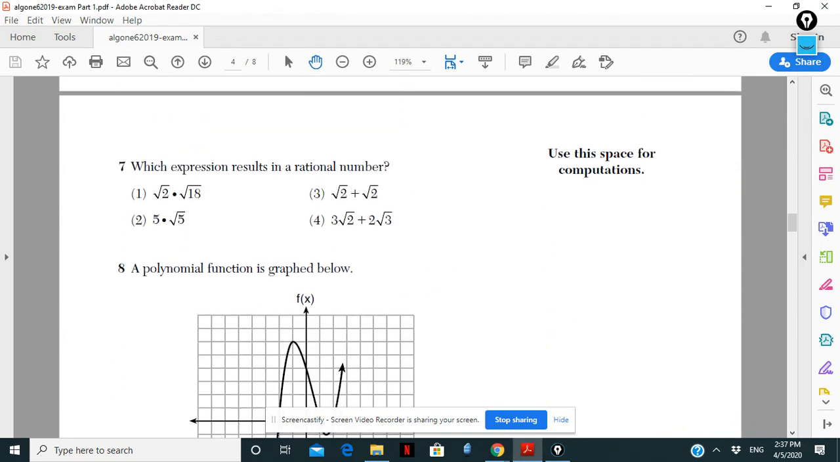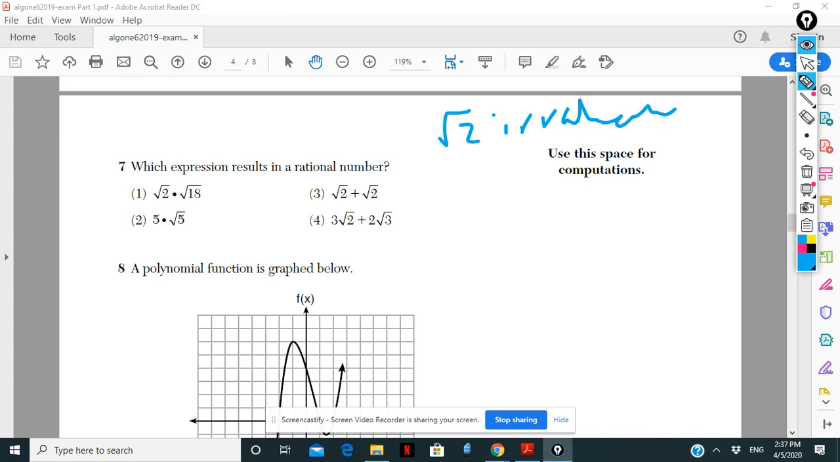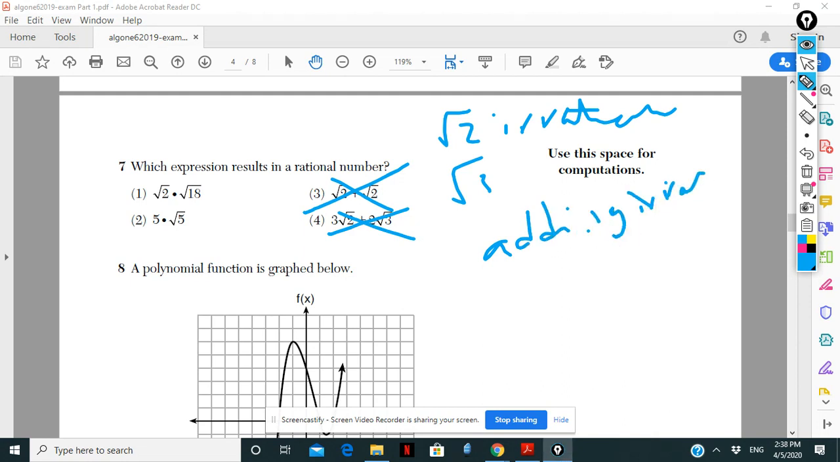Question number 7. Which one is going to give me a rational one? So, radical 2 is irrational. Now I'm going to say adding radical 3 is the same. So adding a rational number giving me irrational. So that's crossed out. Adding irrational giving me irrational. Here, 5 rational times irrational giving me irrational.